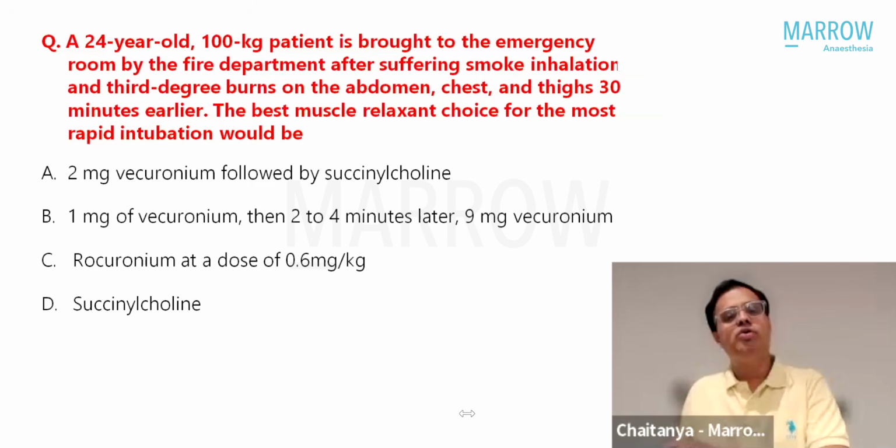That's the reason why rocuronium has become very, very popular, right? And that too after sugammadex, it has become very, very popular. Have you understood why rocuronium is very quick in onset? Right. So shall we move to the next question?